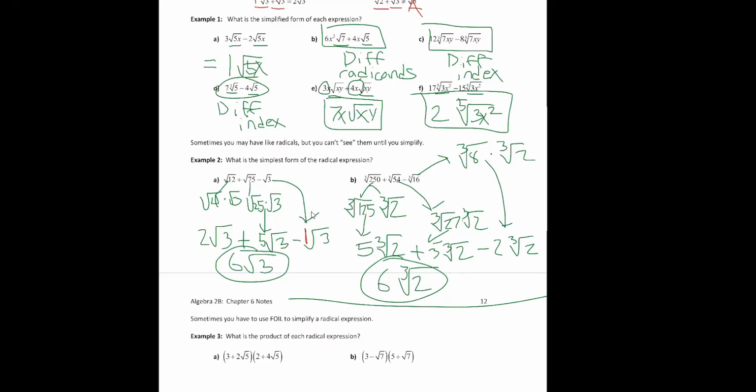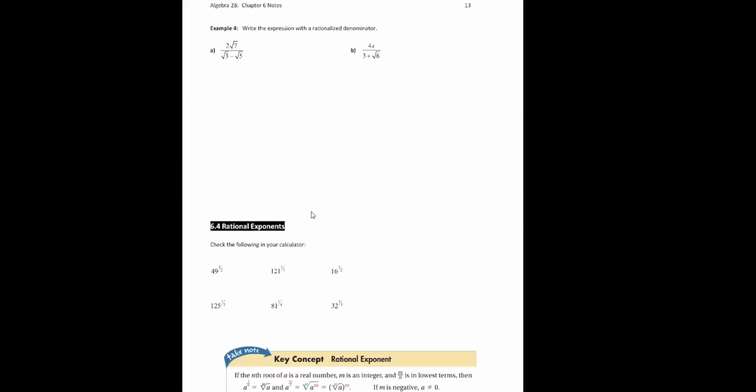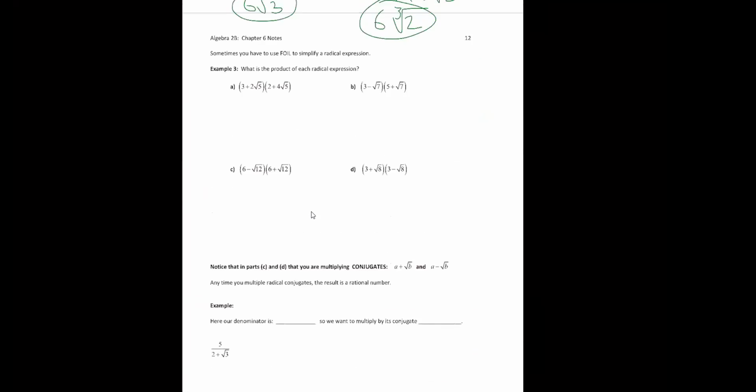The next big part in this section is multiplying, or foiling, when we have binomial radical expressions. Let's see how we're doing. Okay, and this is from 6.4.